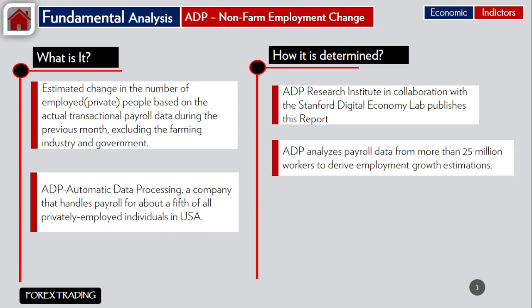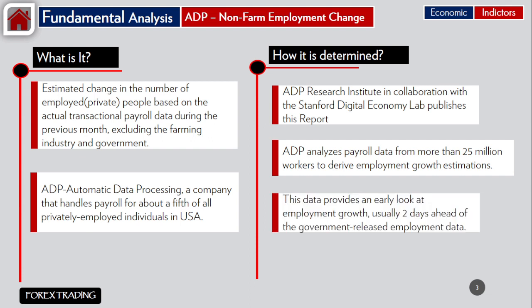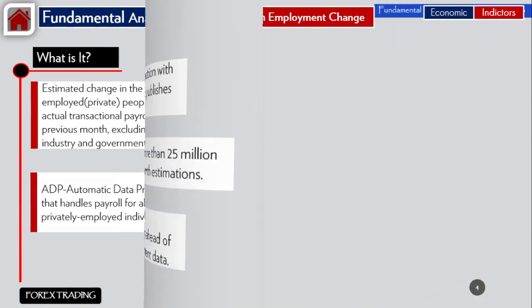And how it is determined: ADP Research Institute, in collaboration with the Stanford Digital Economy Lab, publishes this report monthly. ADP analyzes payroll data from more than 25 million workers to drive employment growth estimations. This data provides an early look at employment growth, usually 2 days ahead of the government employment data, which is actually NFP, released by the BLS, the Bureau of Labor Statistics of the USA.